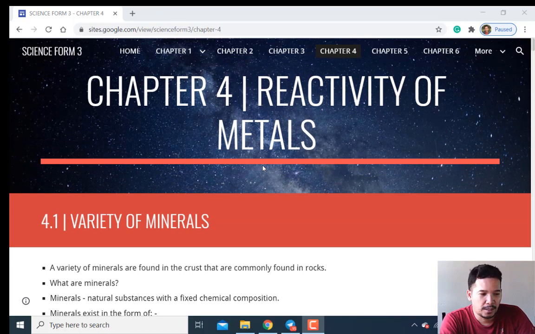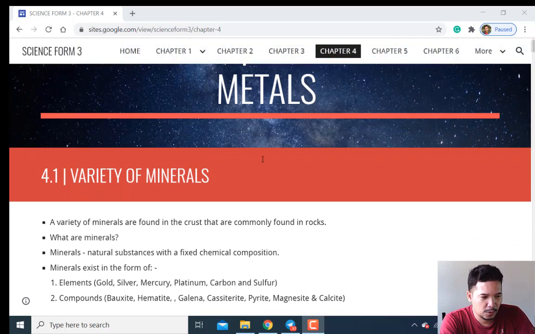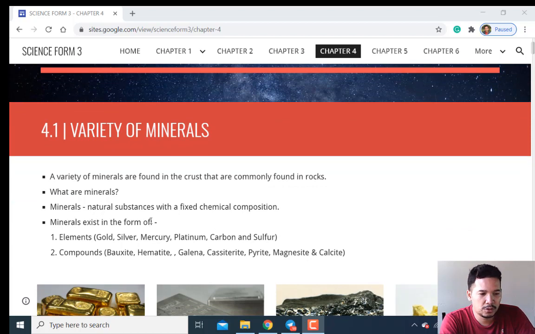Let's start. For 4.1, just for your information, I just informed you of the 4.1 which we already discussed. Just a quick revision for 4.1, variety of minerals. A variety of minerals are found in the crust and are commonly found in rock. So what are minerals? A mineral is a natural substance with a fixed chemical composition.